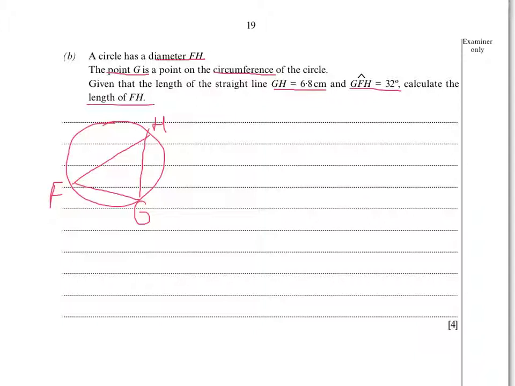Now I should know from my circle theorems that this angle here is always going to be a right angle when I'm given a diameter and when it touches the edge of my circle. So I've got a right angle triangle, and they tell me that this length GH is 6.8 centimeters and that GFH, so this angle here, is 32 degrees. So that leaves me with a right angle triangle where I've got 6.8 centimeters here and I've got 32 degrees.